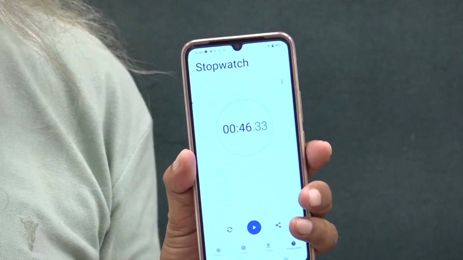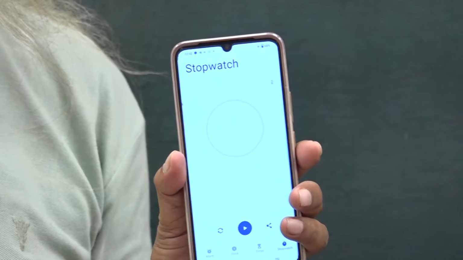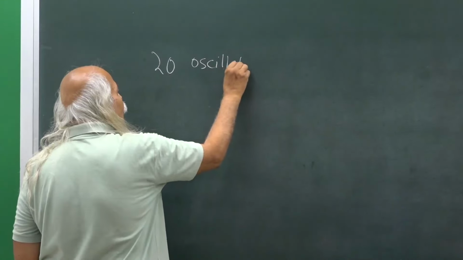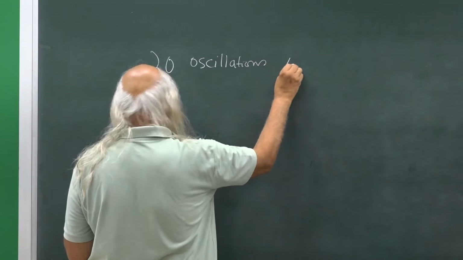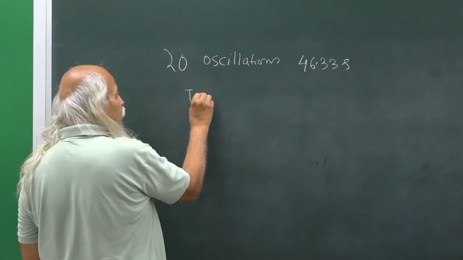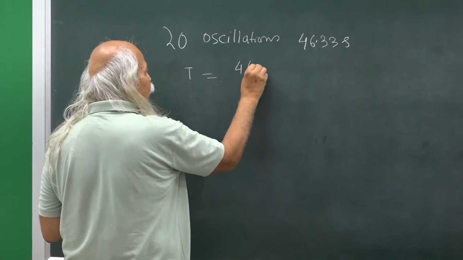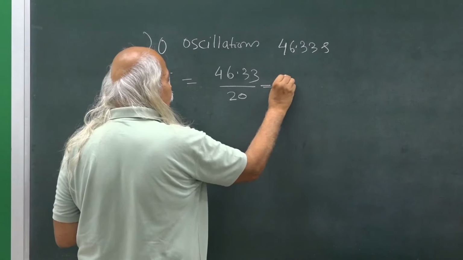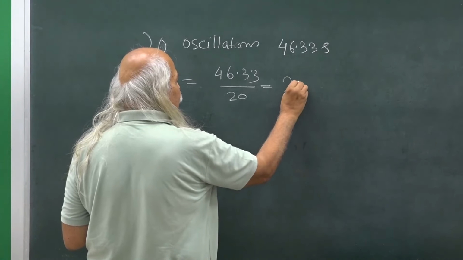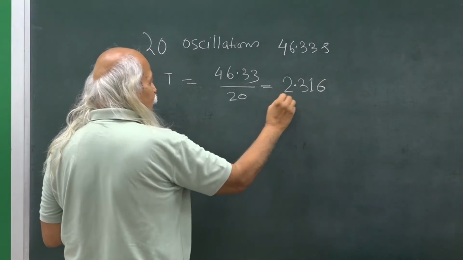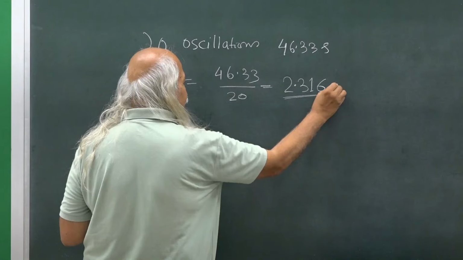So, it is 46.33 seconds for 20 oscillations. So, how much is the time period? It is 46.33 divided by 20. So, that will be something like 2.316, like that. So, this is the kind of value we get, 2.316 seconds.